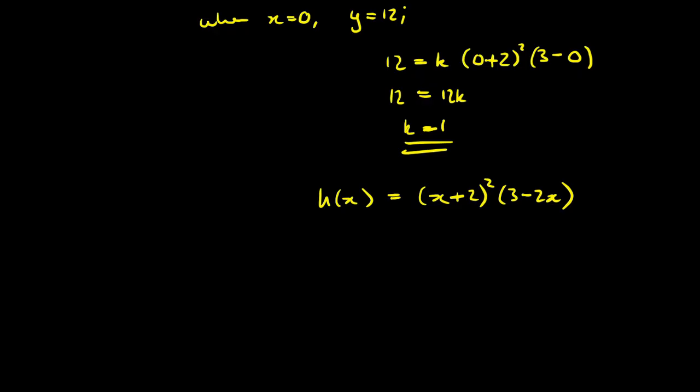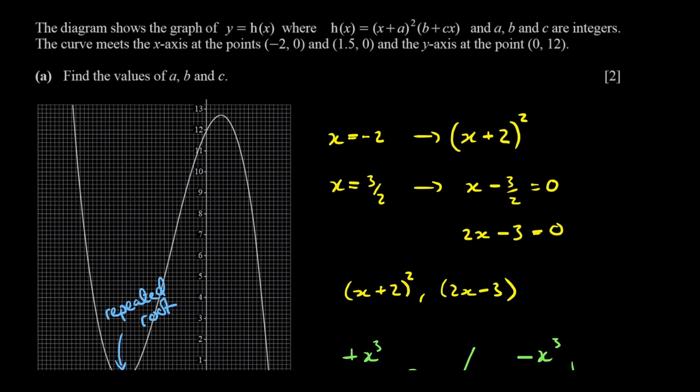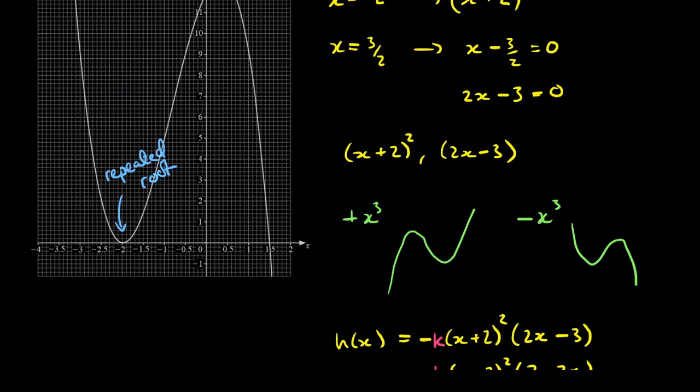So what is our value of a? Well, our value of a is the 2. What's our value of b? The value of b is the 3. And what's the value of c? The value of c, I think there is negative 2, isn't it? We just go back up there. Yeah, okay. So I hope that was helpful.